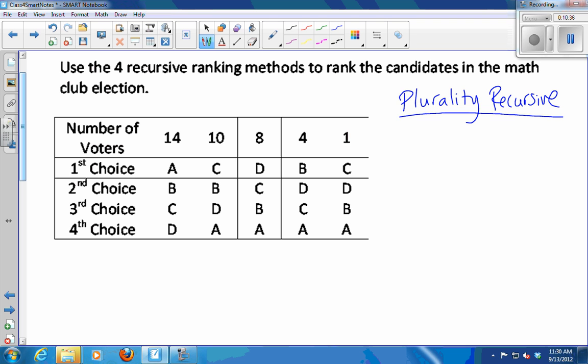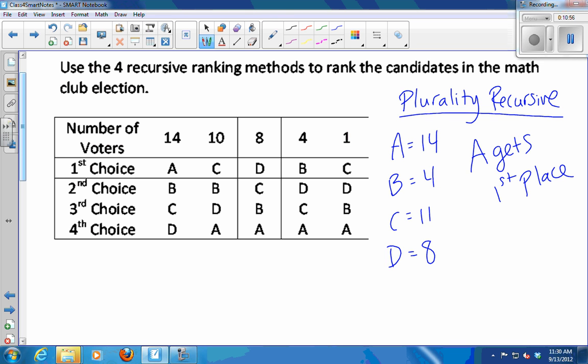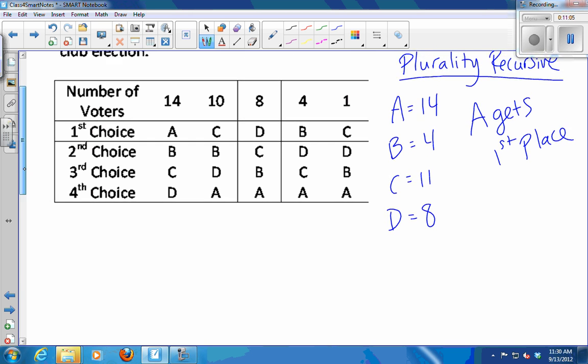Right. So for plurality recursive, first we just determine the winner, right? So A has 14, B has 4, C has 11, and D has 8. And so we would say A is the winner, right? So A gets first place. Then we have to just get rid of A. We're going to hold a whole other election where B, C, and D are the only candidates. So it can be helpful to just redraw the preference schedule.